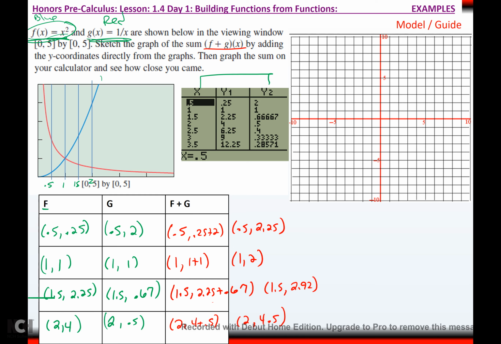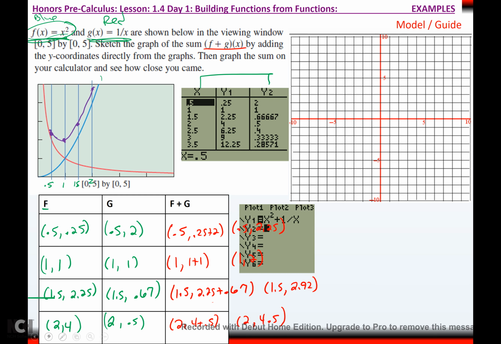So if I plot those points, 0.5, 2.25, so about right there, 1, 2, 1.5, 2.92, and 2 is 4.5. And it would look like that. Okay?